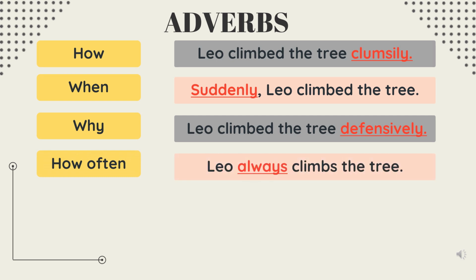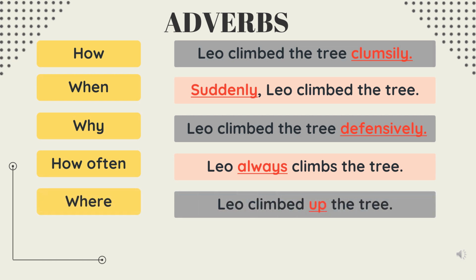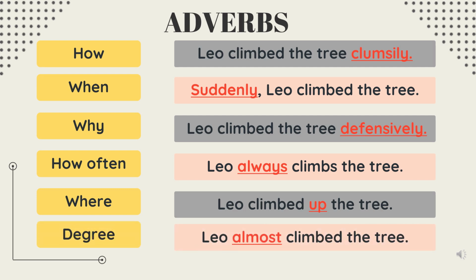This shows the purpose. What about how often? Does he always do this? Leo always climbs the tree. This shows frequency. And where did he climb? He climbed up. Leo climbed up the tree. This is an adverb of place. Finally, to what degree? Did he almost climb it? Leo almost climbed the tree. This modifies the extent of the action. See? Adverbs add details about how, when, why, how often, where, and to what degree, bringing sentences to life.